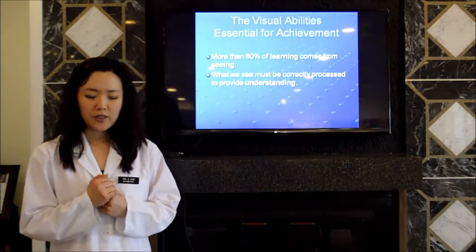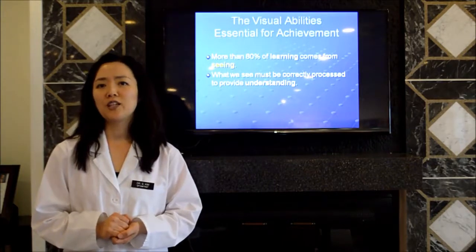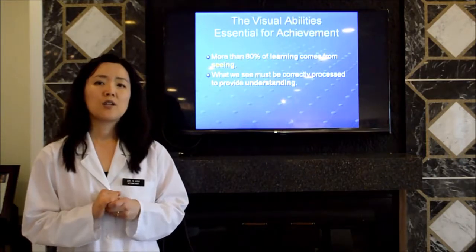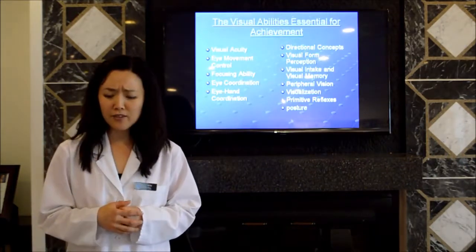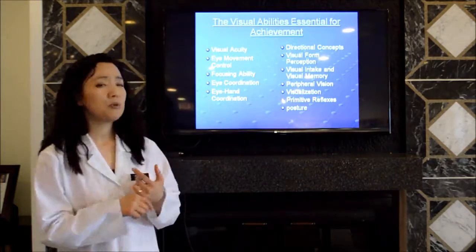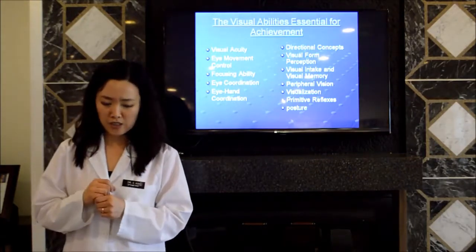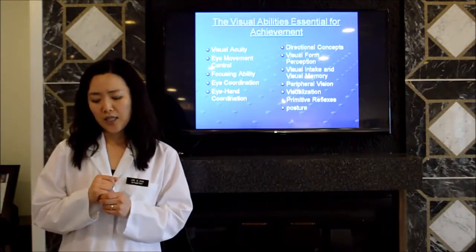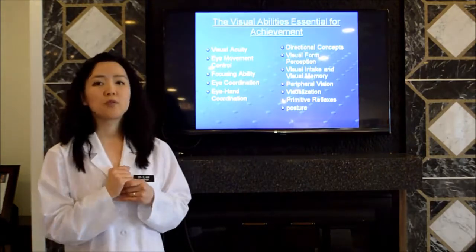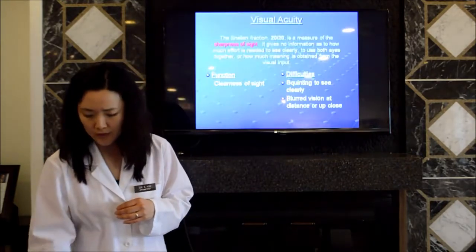Now, visual abilities, why are they essential in achievement? Because more than 80% of learning comes from seeing. And what we see must be correctly processed for us to understand. There are many aspects of visual ability. Just to name a few: visual acuity, eye movement control, eye coordination, eye-hand coordination, focusing ability, directional concept, visual form perception, visual intake, visual memory, peripheral vision, and our posture and perimeter reflex. They all matter to our visual system.